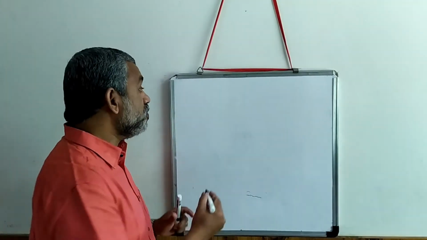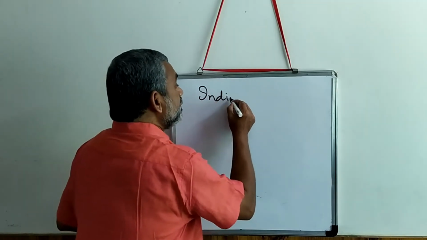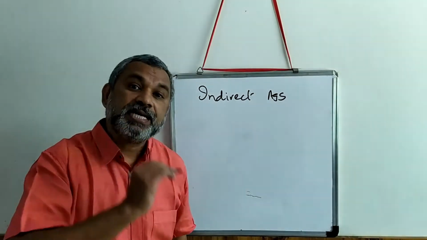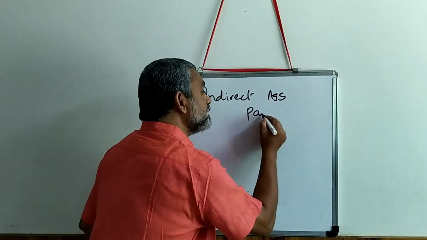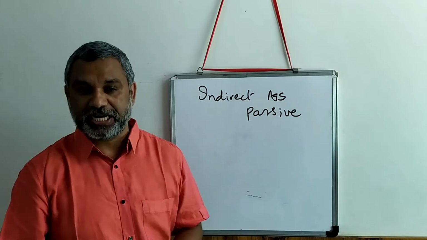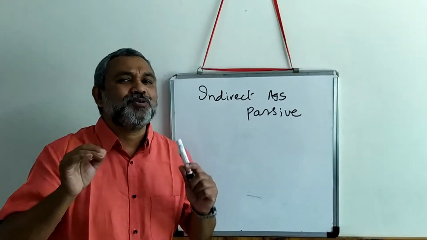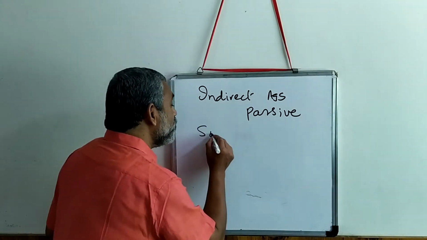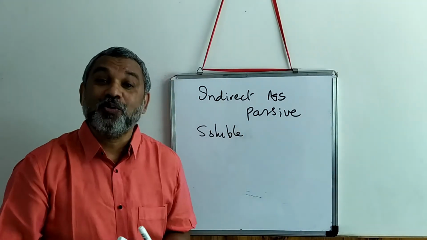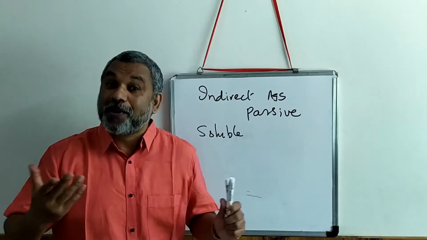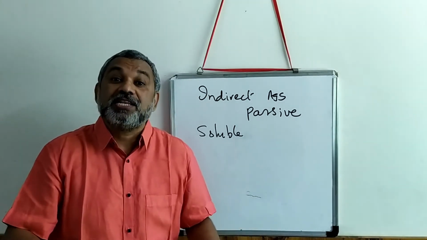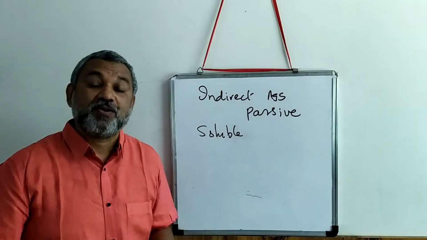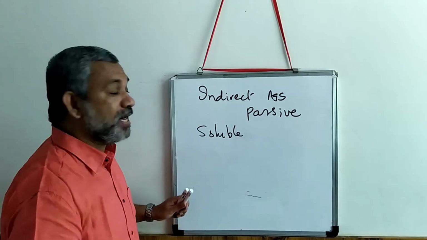Let us see how the indirect agglutination test is carried out. Indirect agglutination is also known as passive agglutination reaction. Indirect agglutination is carried out when the antigen is a soluble antigen. Remember, agglutination reactions are carried out for particulate antigen. If the antigen is soluble, now what do we do? We have to carry out something called a passive agglutination reaction.